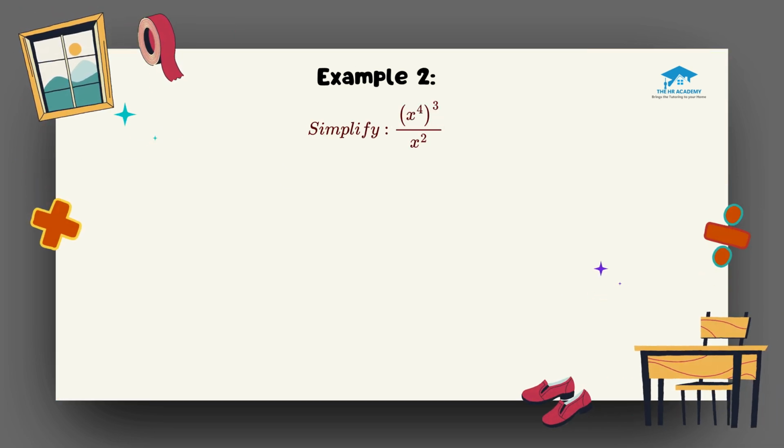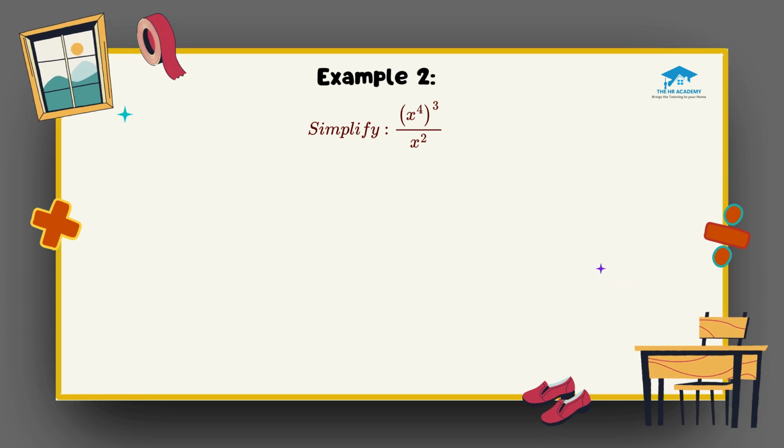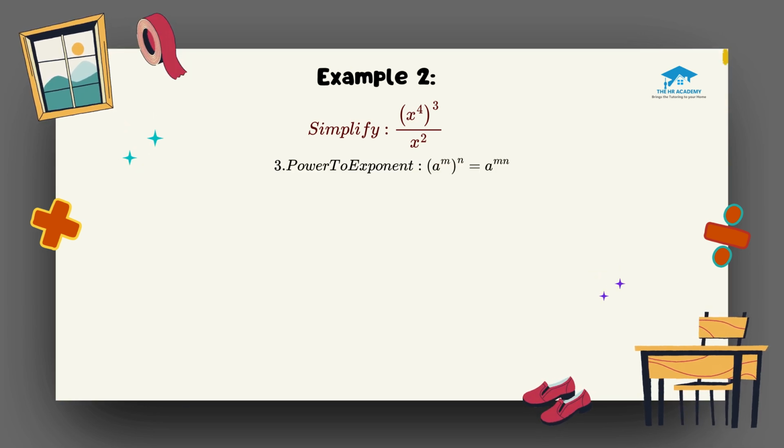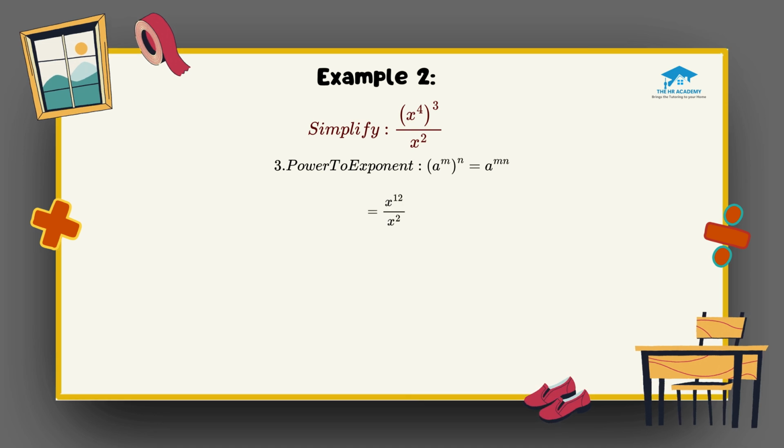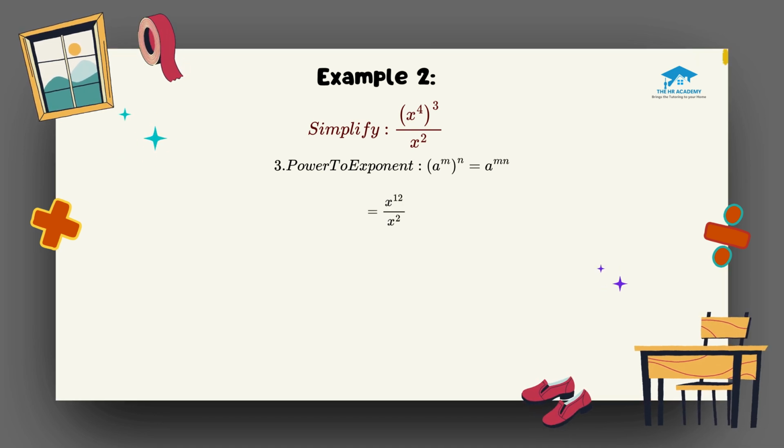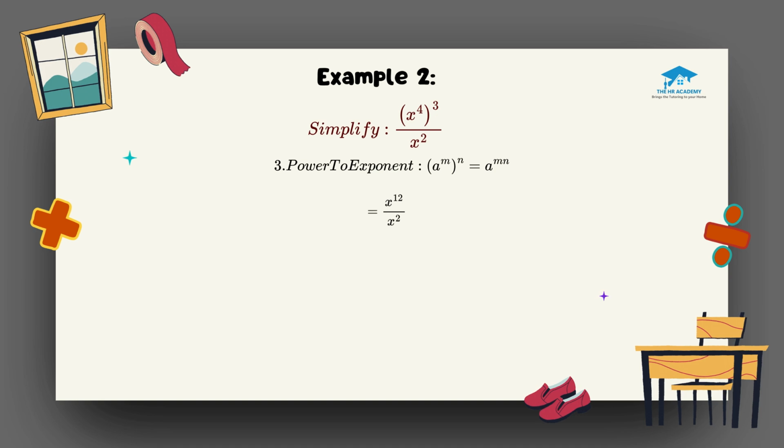Example 2. Simplify x to the power of 4, cubed, over x squared. On the numerator, we need to use the power to exponent rule. It is like giving coffee to someone who's already had an energy drink. It's math going full turbo. 4 times 3 is 12, so the numerator will be x to the power of 12.